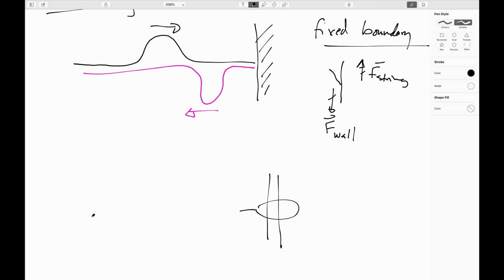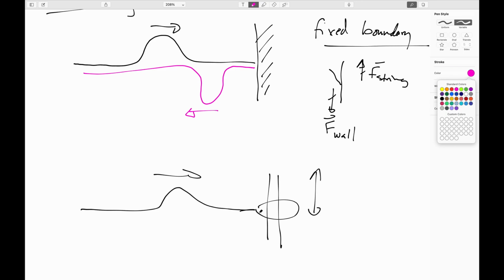You can see that as the pulse comes in, since it's free to move here, what will happen is it will reflect back right side up. So that's if you have a free boundary.